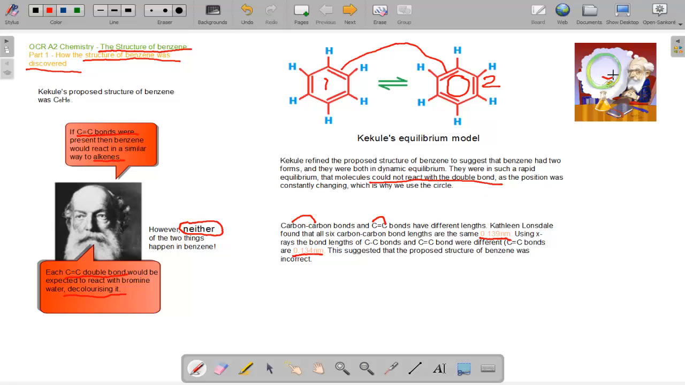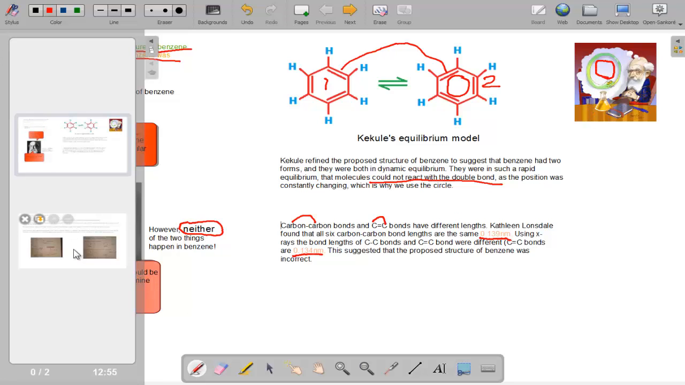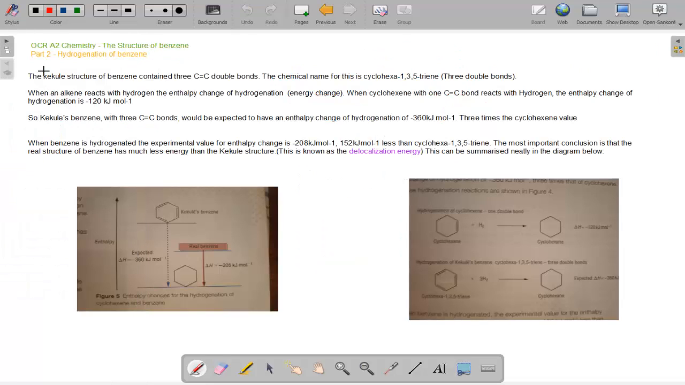Kekule also came up with the idea because it was like a snake eating its own tail. Bizarre, I know, but that's how he came up with it, apparently. I don't know, I'm not Kekule.